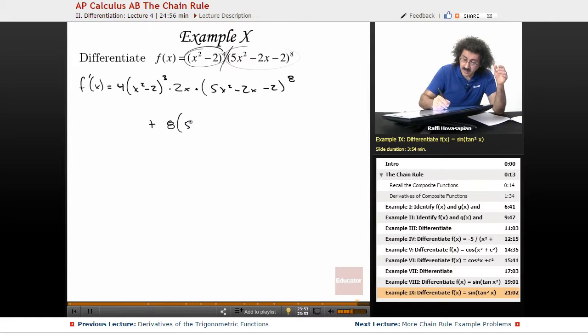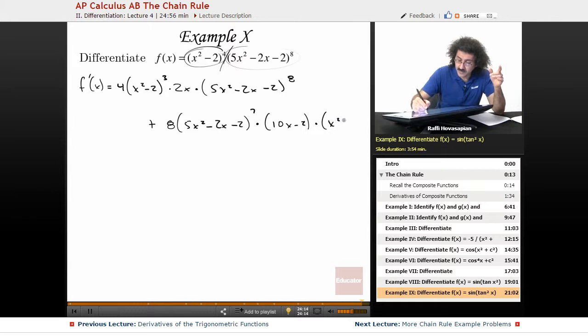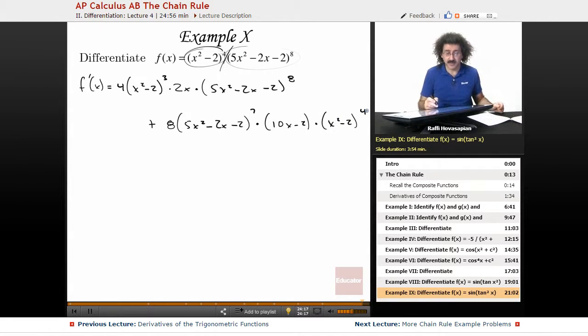plus the derivative of this, which is 8 times 5x squared minus 2x minus 2 to the 7th power times, we're still taking the derivative of this, times the derivative of what's inside, which is 10x minus 2, times this, x squared minus 2 to the 4th. So we have two functions, the outer function and the inner function. There are two terms. The derivative of this times this, plus the derivative of this, which is two terms, times this. There you go. You can stop there.